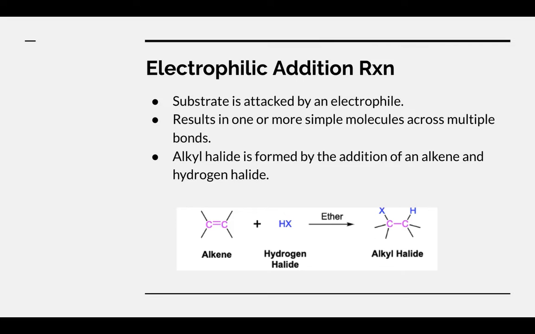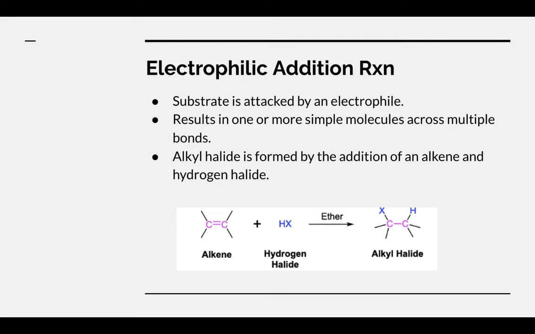For starters, what is an electrophilic reaction? Well, an electrophilic addition reaction is a reaction in which a substrate is initially attacked by an electrophile, and this results in the addition of one or more relatively simple molecules across multiple bonds. Alkyl halides are formed by the addition of an alkene and hydrogen halide during an electrophilic addition mechanism.